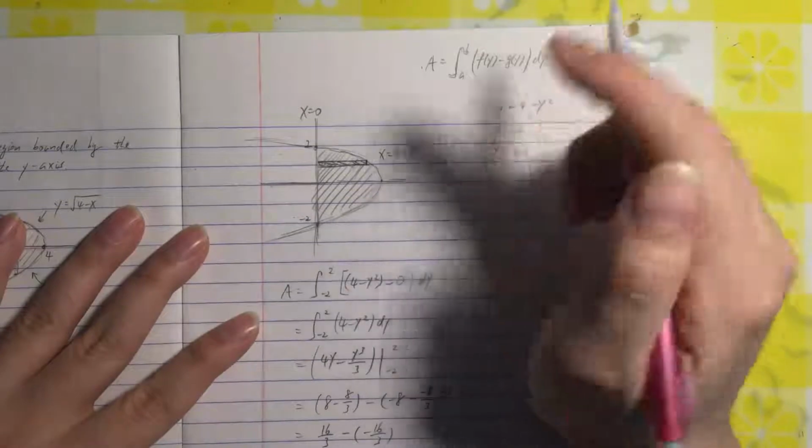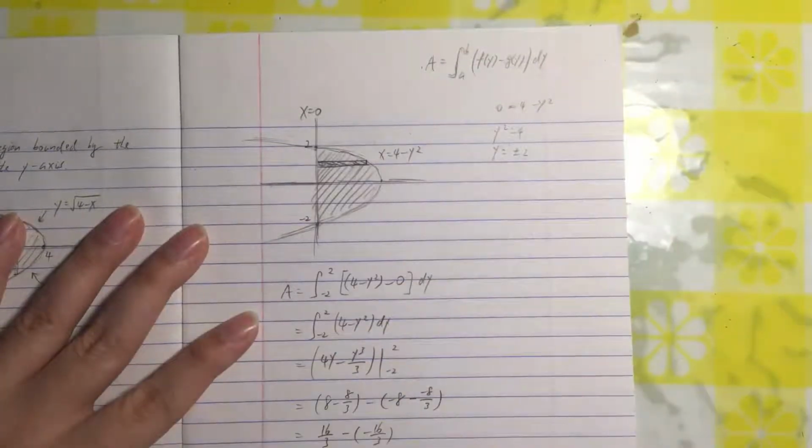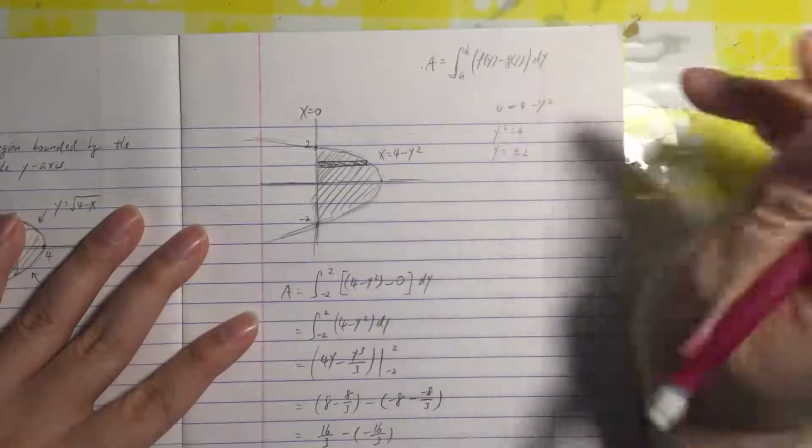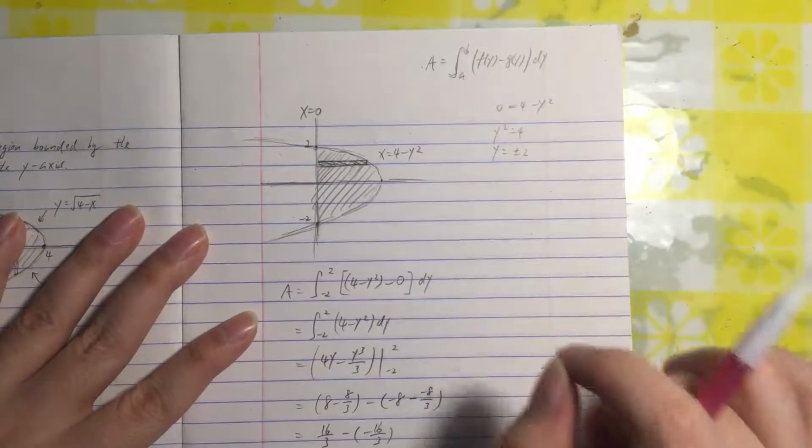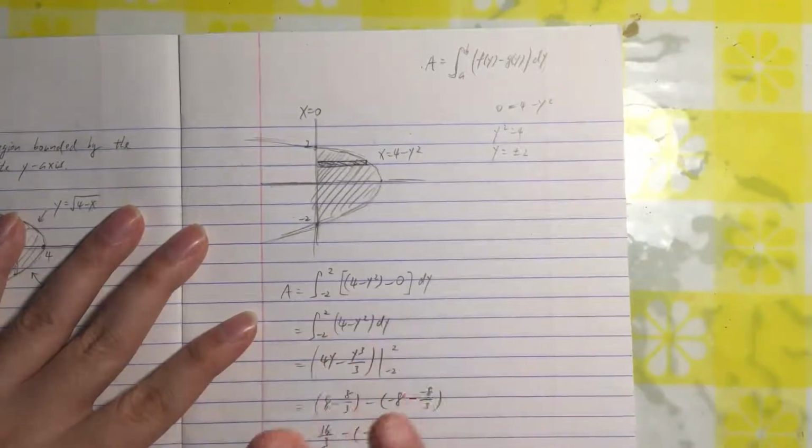Write both curves in terms of y. For both curves, write x in terms of y. Then use right side curve minus left side curve, and take the antiderivative with respect to y. So that's another way to find areas. We can measure area from left to right.